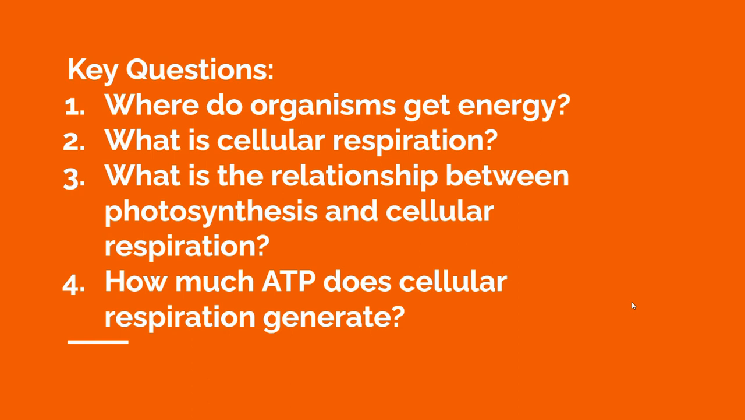So key questions: where do organisms get energy? What is cellular respiration? What is the relationship between photosynthesis and cellular respiration? Just kind of gave you a quick synopsis of that. And then how much ATP does cellular respiration generate? So you saw that ATP was used in photosynthesis, but it just happened to kind of be there at the disposal of the cell. But where does it actually come from? This is the process that it comes from.